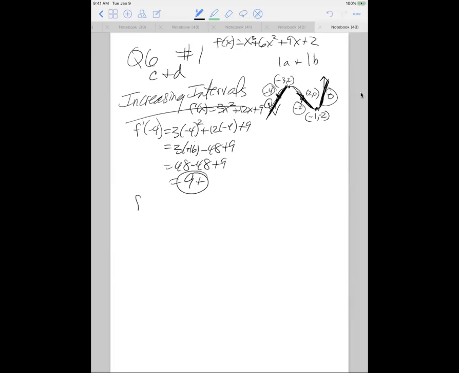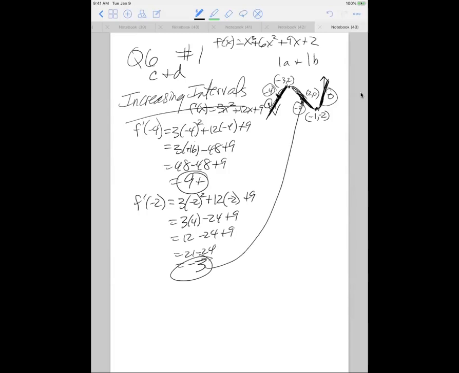Then let's plug in -2. F prime of -2, we would expect it to be negative. So we plug in 3 and plug in -2 across the board here. We end up with 3 times 4 minus 24 plus 9 equals 12 minus 24 plus 9. That's 21 minus 24 equals -3. So we've got -3 in between here, and that's indicating that it is a negative slope in this region. Okay. And then when you plug in 0, you get F prime at 0. We end up with 0 plus 0 plus 9 equals 9. That's a positive 9. So that means over on this side, we've got positive slope also.